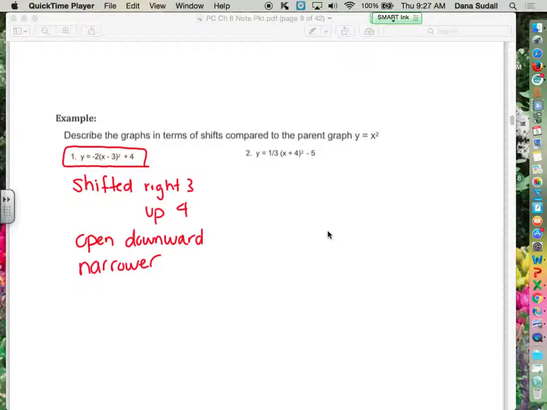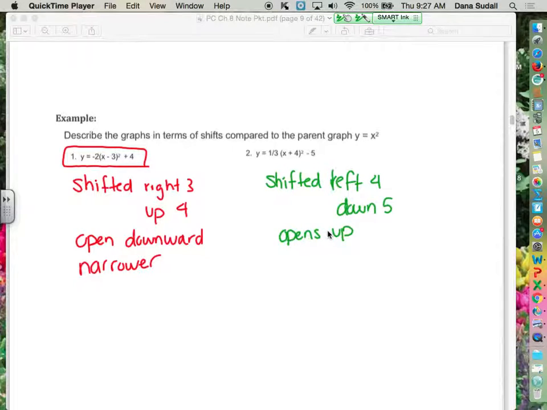And if you look at the second one here, it's just some more combinations. So it's shifted left 4 and down 5. And that 1/3, since it's positive, it still opens upward.